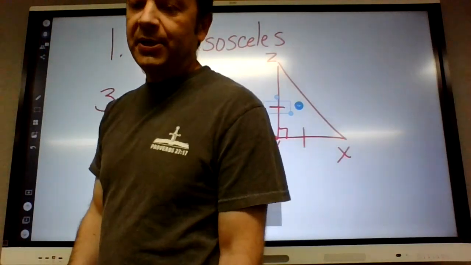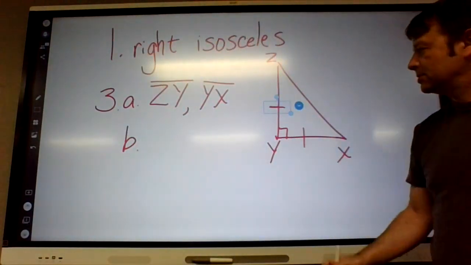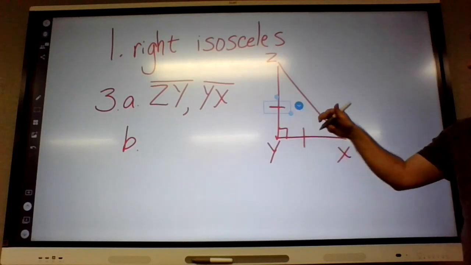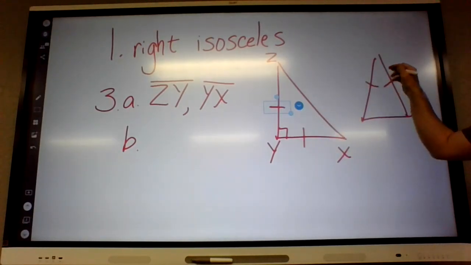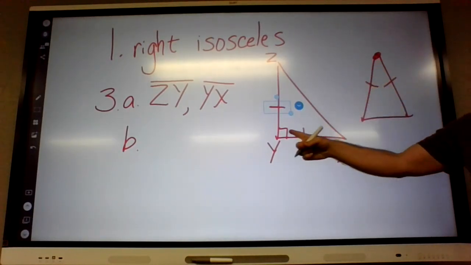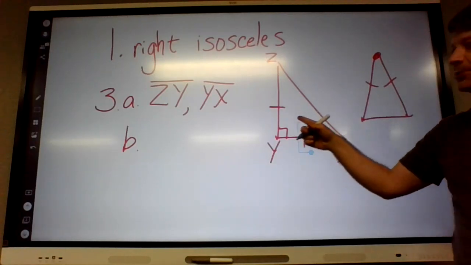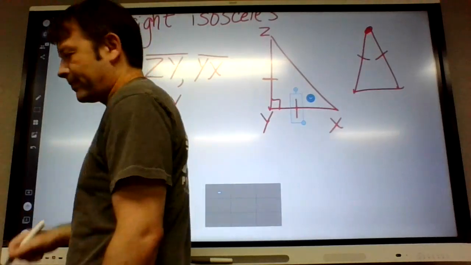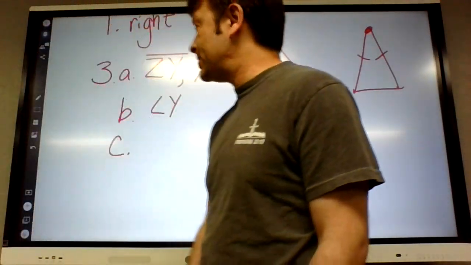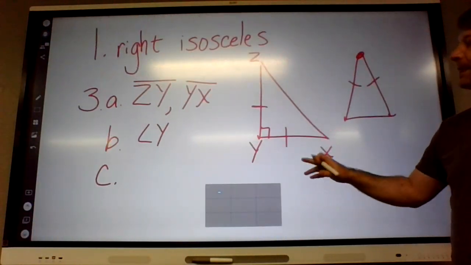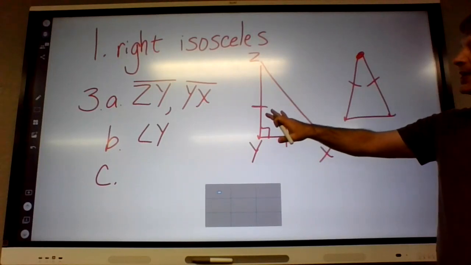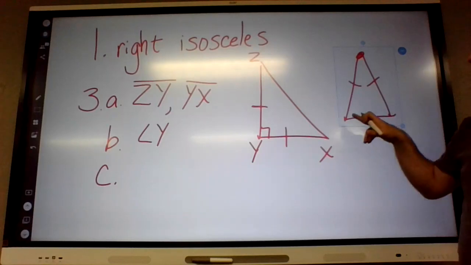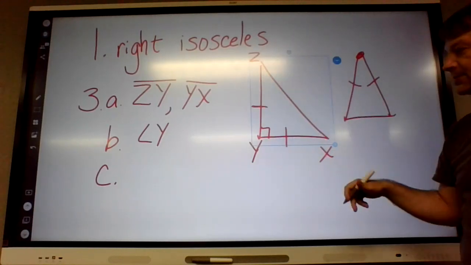And then B says, what's the vertex angle? Y. Right. The vertex angle is the angle between, so on my drawing earlier it looked like this. This was the vertex angle. But it's always between the two legs, the two congruent sides. So angle Y is the vertex angle. C says, what's the base? If you're looking at it as an isosceles triangle, the base is the side that's not the legs. So that would be ZX.